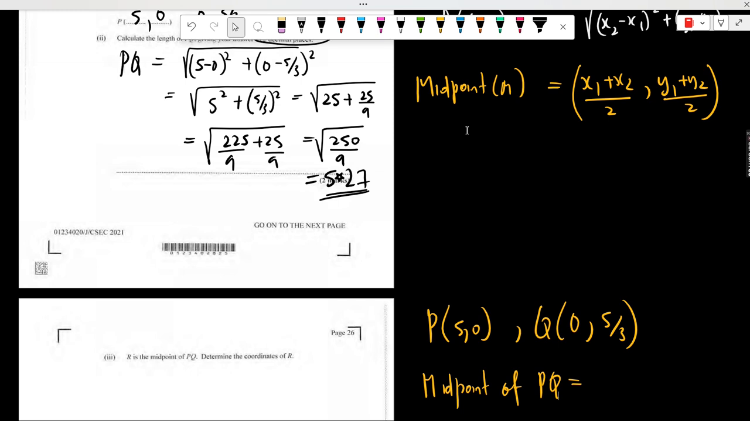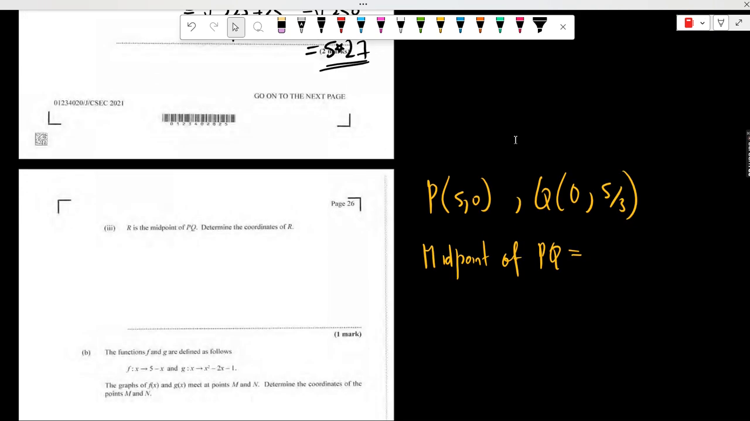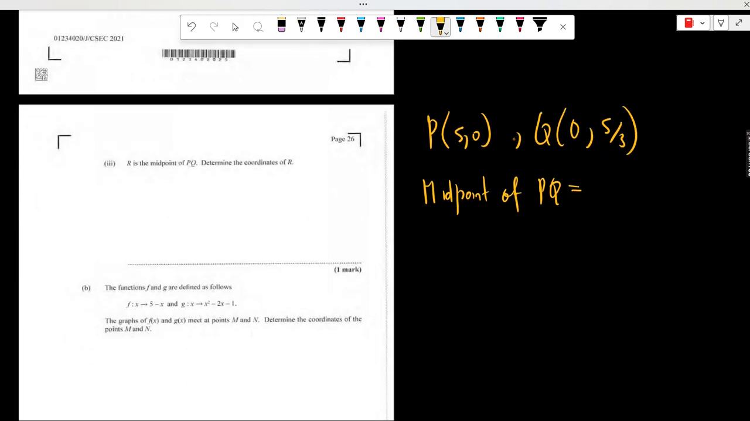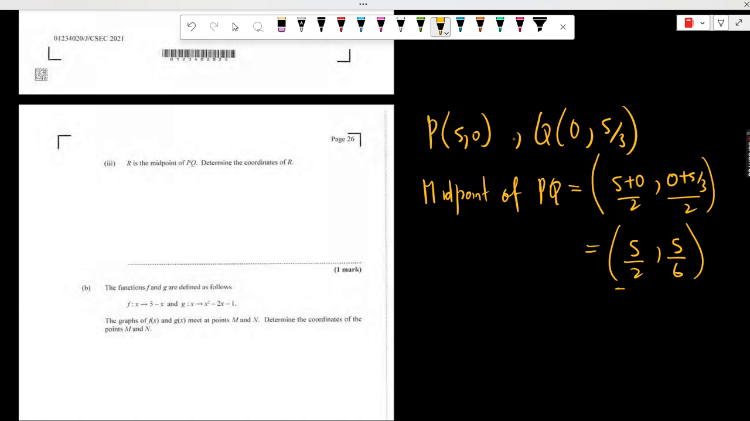Found the midpoint? Yes, leave it as a fraction, not a decimal. So it's 5 plus 0 over 2. Then you have 0 plus 5 over 3, over 2, which of course gives us 5 over 2, comma, 5 over 6. Did you get that? So R is the point 5 over 2, 5 over 6.